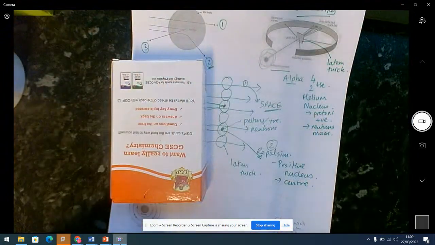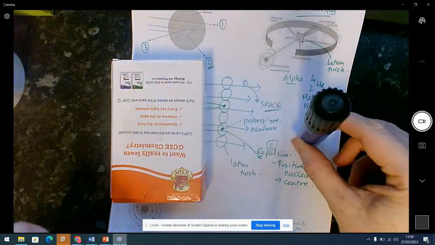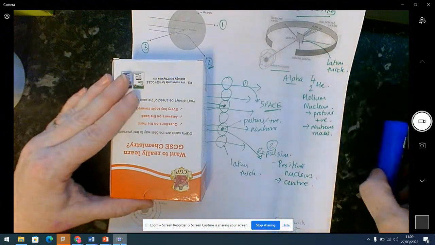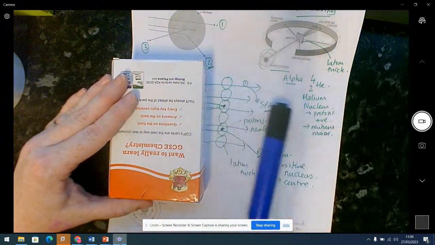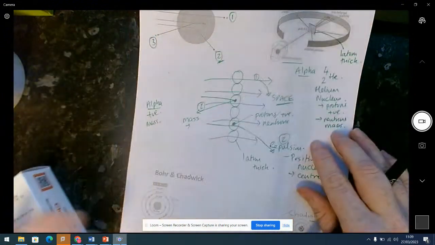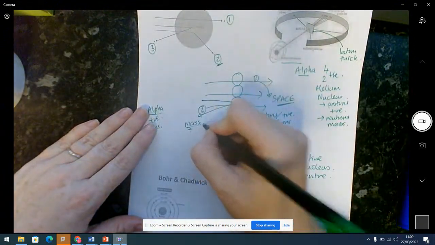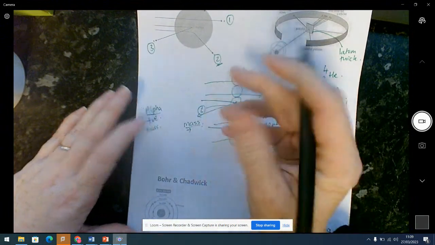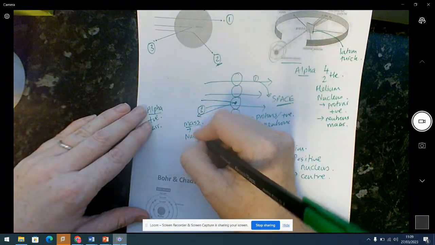Here is an object that has mass. Here is another object that has mass. If we hit them together, you can see that actually it reflects and bounces off. So what does that tell us? It tells us that the nucleus actually had mass.